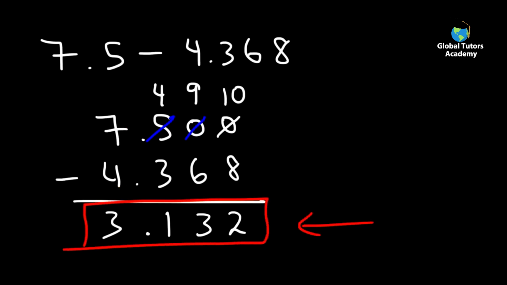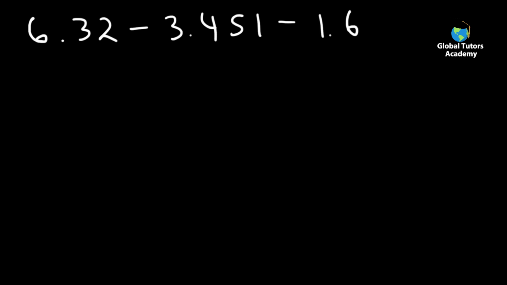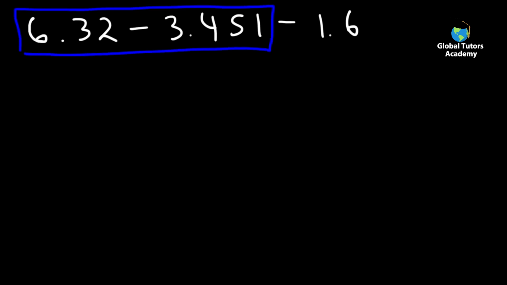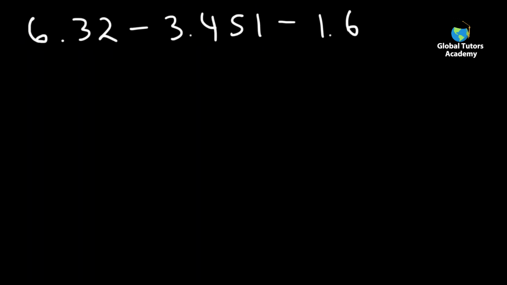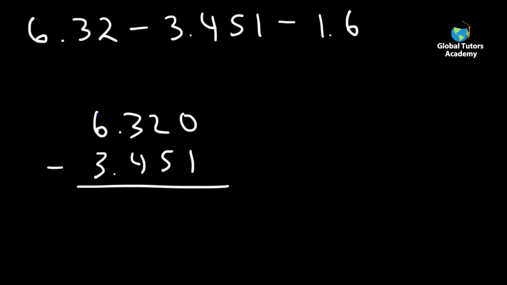Now, what if we're doing a subtraction problem with three numbers, like this problem? 6.32 minus 3.451 minus 1.6. In a situation like this, I recommend subtracting two numbers at a time. So let's start with these two. So 6.32 minus 3.451. Let's add a 0. So we can't do 0 minus 1, so let's borrow a 1. Let's make this a 10. So 10 minus 1 will give us 9.